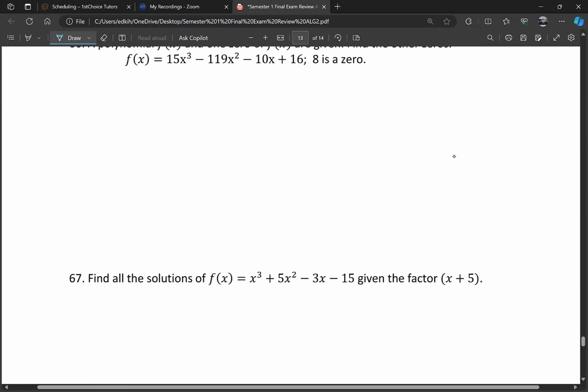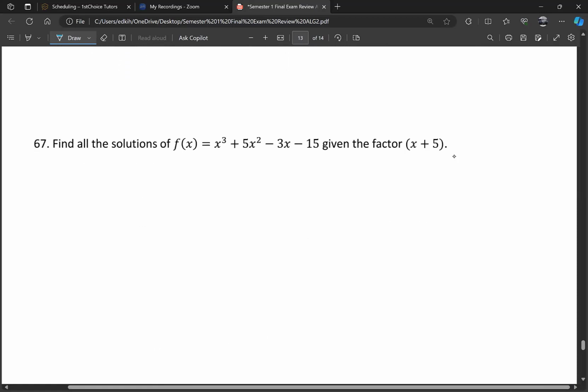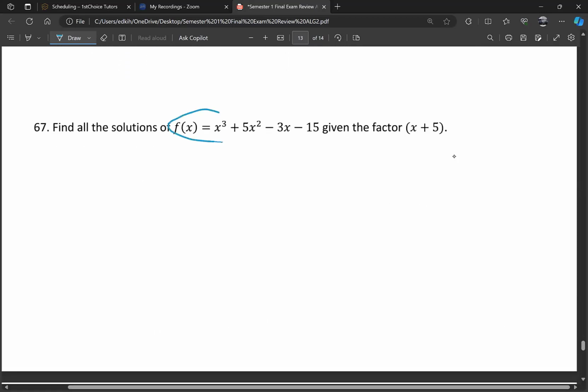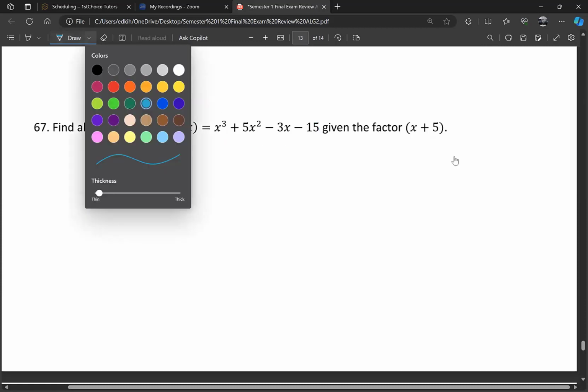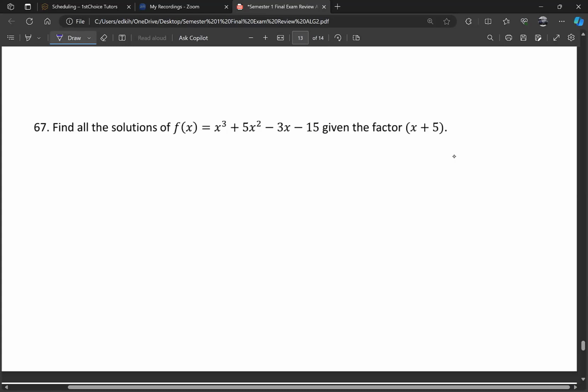Okay. The next portion is asking you to find all the solutions of this equation given that x plus 5 is a factor. Sure, not a problem. Here's what you do, folks. You start off by using synthetic division. So we put a -5 out here because of this. Then the coefficients are 1, 5, -3, -15. Drop down the first digit. Multiply, add, multiply, add, multiply. The remainder is 0. That doesn't surprise us because we knew that this was a factor.